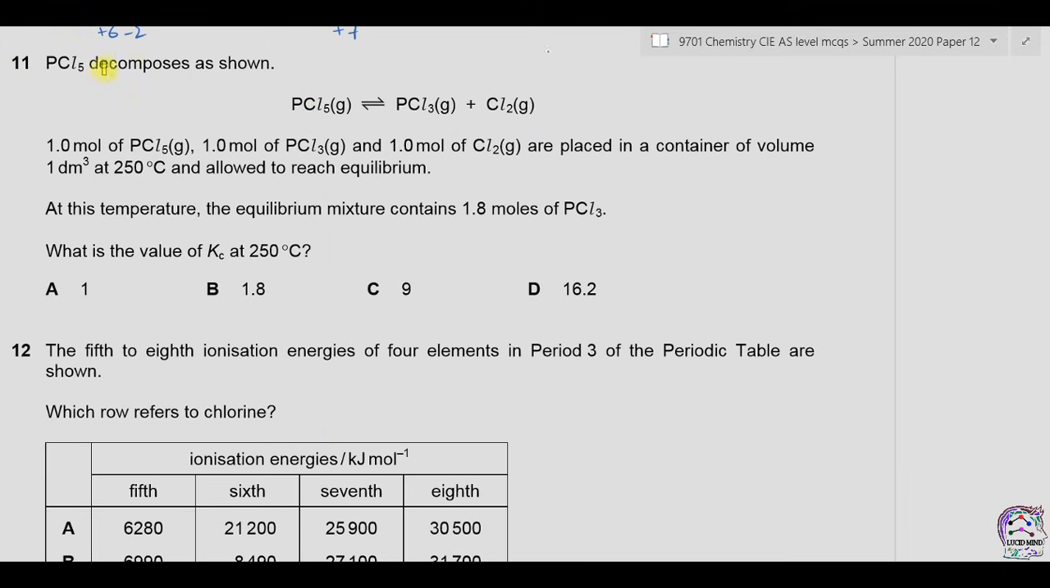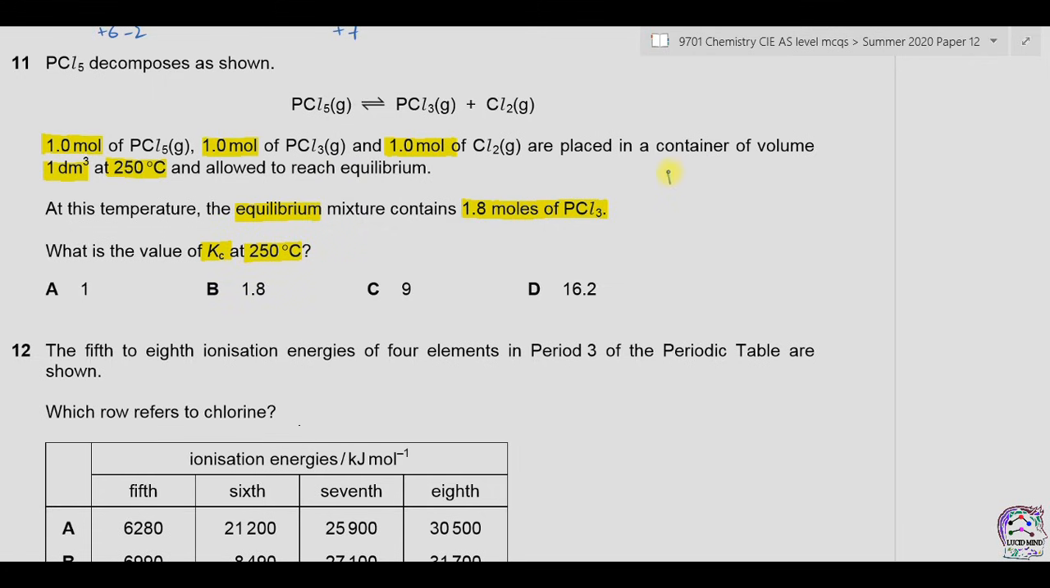Question 11. PCl5 decomposes as shown in this equation. 1 mole of PCl5, 1 mole of PCl3 and 1 mole of Cl2 are placed in a container of volume 1 decimeter cube at 250 degrees centigrade and allowed to reach equilibrium. At this temperature, the equilibrium mixture contains 1.8 moles of PCl3. This is the amount of PCl3 in equilibrium. What is the value of Kc at 250 degrees centigrade?